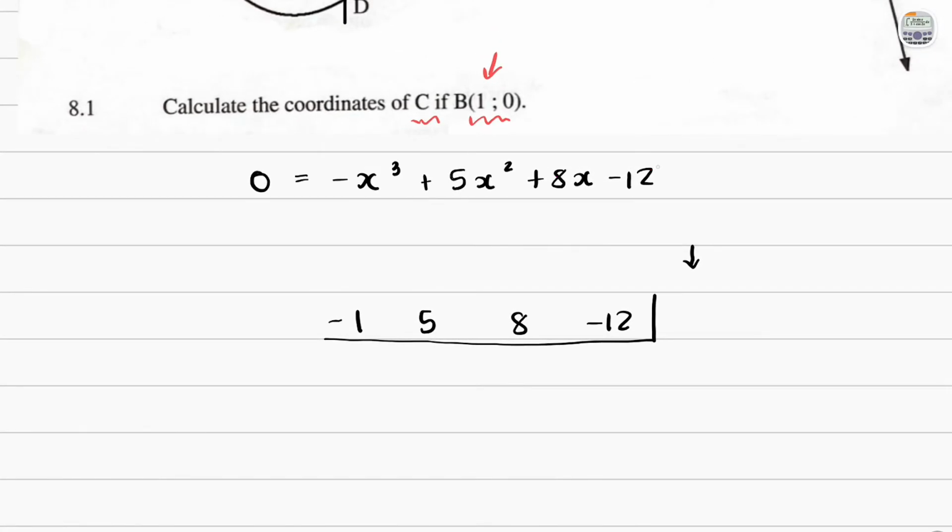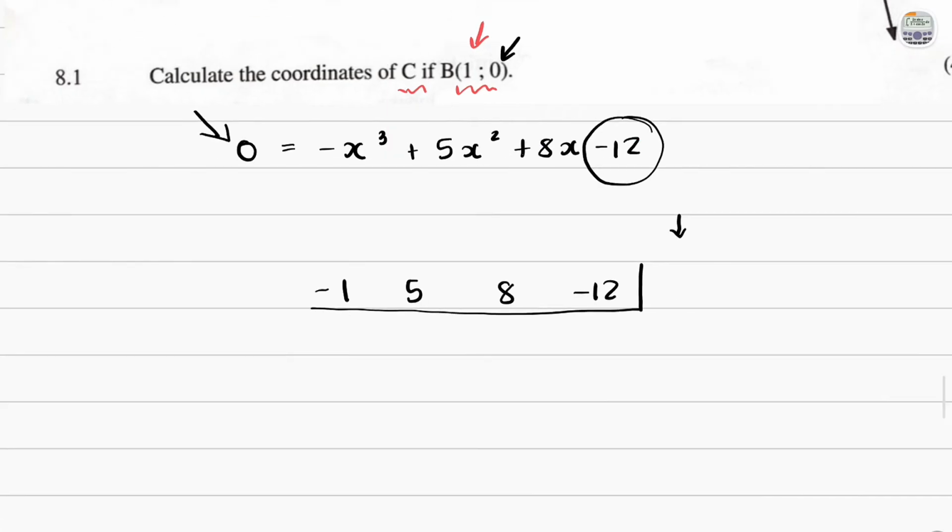Naturally, you would have to take the factors of negative 12 and substitute and substitute just to find where it gives you 0. But we don't have to do that anymore because they have given us B. They told us that B is (1, 0). The y value is 0, meaning when you substitute x, it gives you 0. So the number that goes here is 1, and we know that.